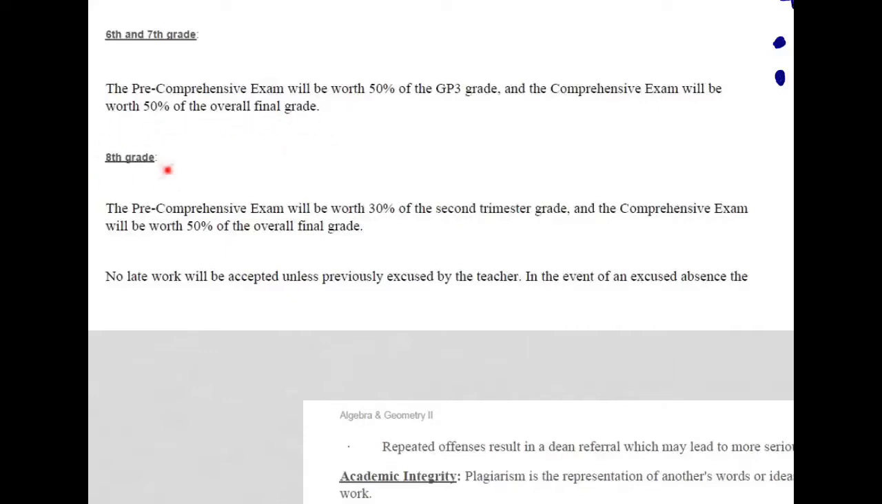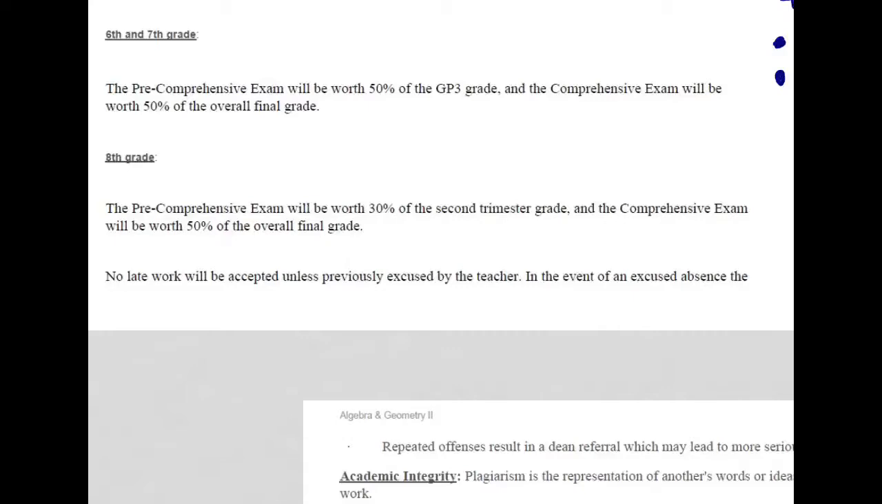8th graders, a little bit different. Again, you have a pre-comp that's worth 30%. Now it's of your second trimester grade because you don't have grading periods anymore. And again, the comprehensive exam will be worth 50% of the overall final grade.